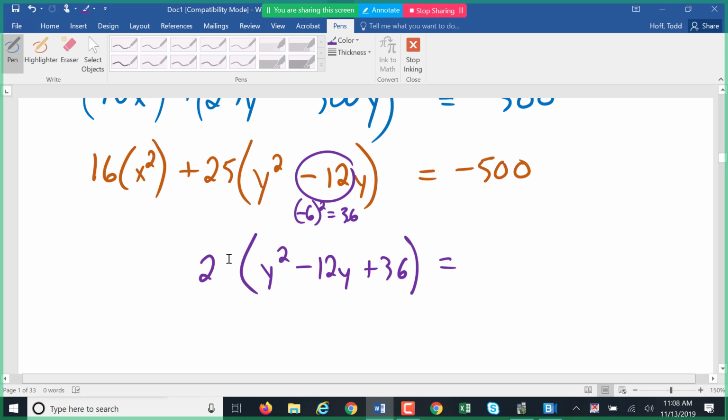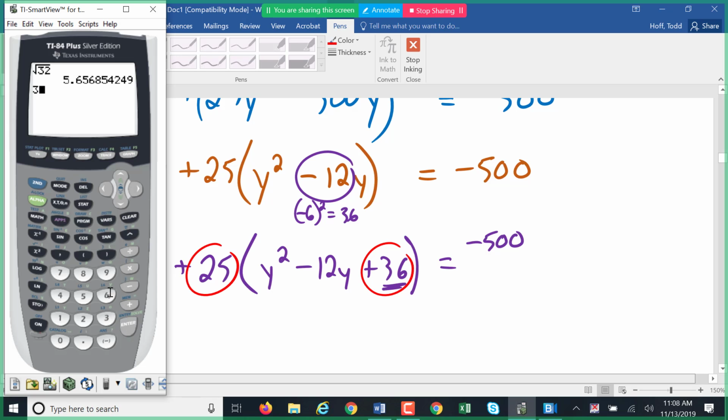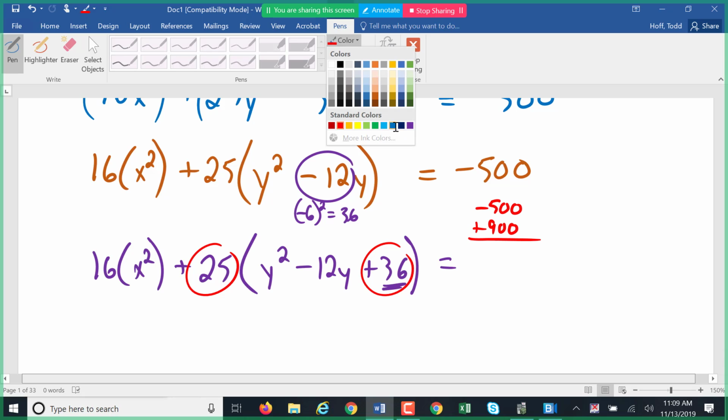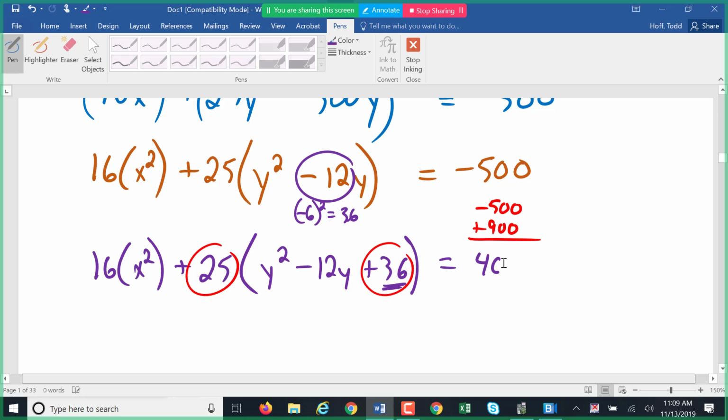Now, it might look like I've only added 36 there. But what I've really added is 36 times 25. 36 times 25 is, of course, 900. So I added 900 here. Which means on the right side I have negative 500 plus 900, which is a positive 400.